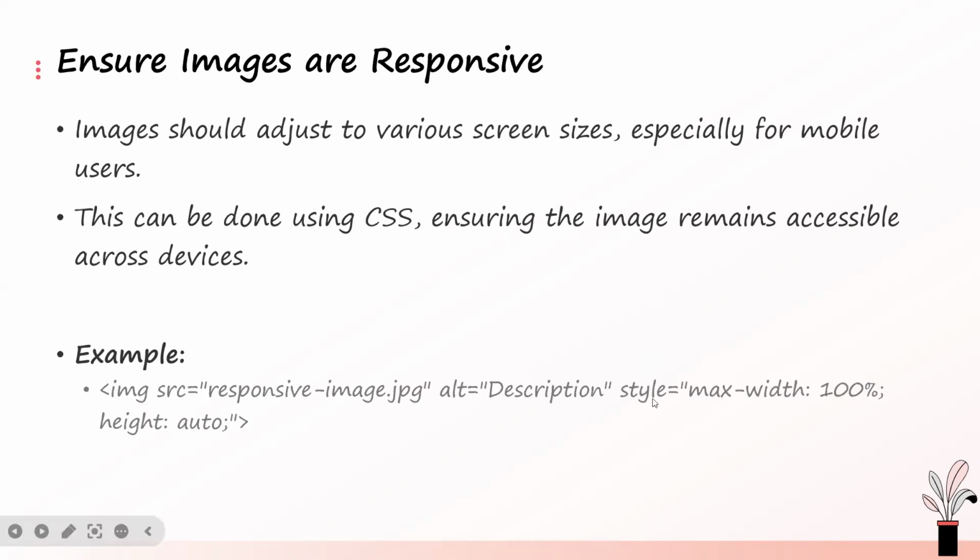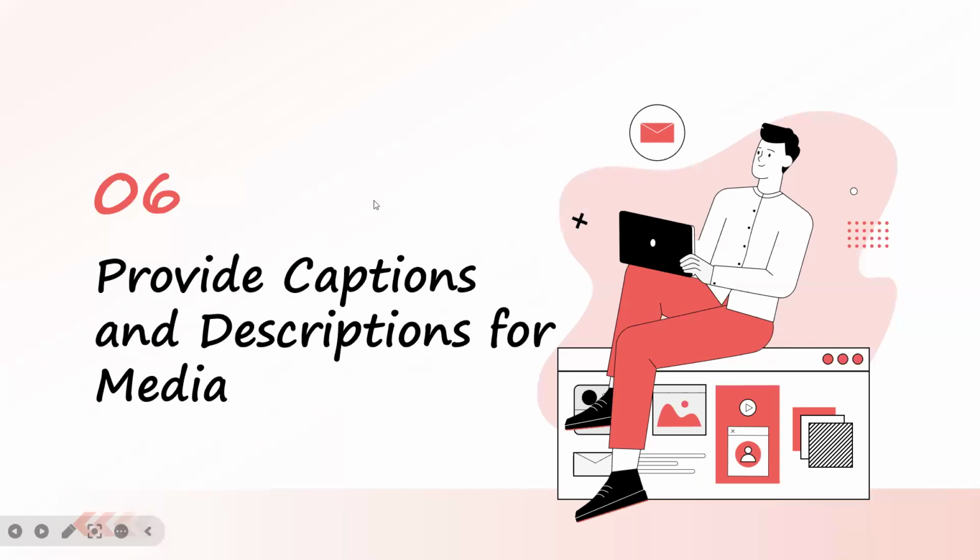Like this image now is set to have a max-width of 100% and height auto. So this is going to be responsive, because the maximum width of this image is going to be 100% of its container. So whatever width the container is, that is the width it's going to take. So go back to your CSS where you get to understand all these things. Provide captions and descriptions for media.